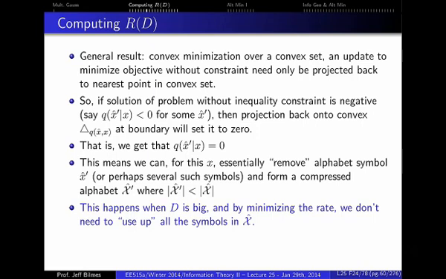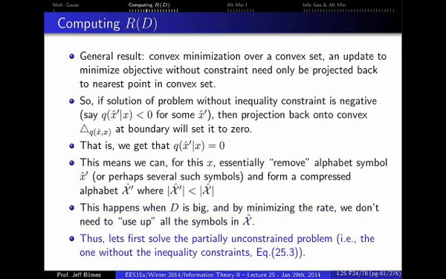But before we do that, let's just make sure that we understand that this happens for big D, for distortion. And this should start happening as D gets bigger and bigger. Now, we're going to get this really nice property by solving this partially unconstrained problem. But before we do that, after the break.